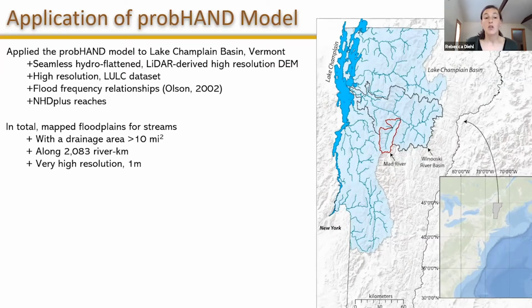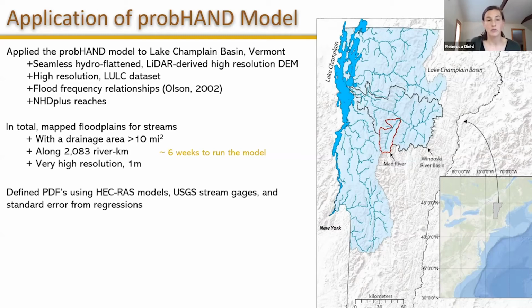That was along more than 2,000 river kilometers. And we did this at a really high resolution, at 1 meter. This is higher than nearly any study that I've seen for this type of work, because we really wanted to make sure to capture all of that information that we have in those high resolution DEMs. But because of such high resolution, it did take quite a bit of time to run the model, about 6 weeks, and that's reduced significantly if we coarsen the input resolution.